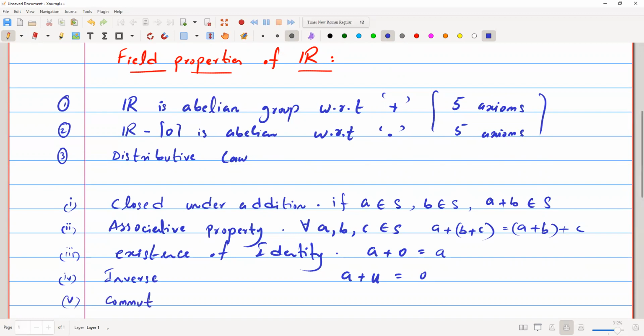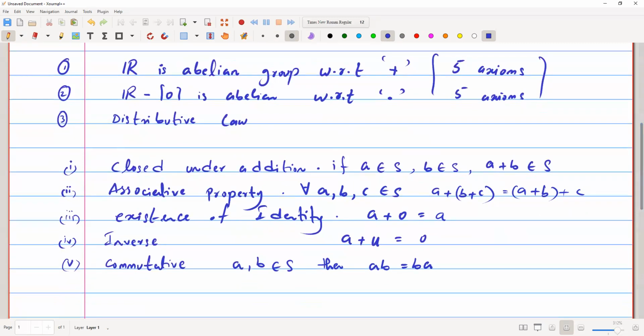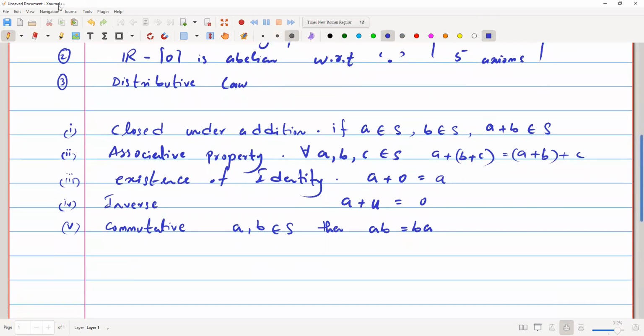If the structure is commutative, it means that if A and B belong to the set, then A plus B equals B plus A. This is called commutativity. In the case of matrices, we can observe that the matrix product AB is not equal to BA, so we can say that matrices are not commutative. So these are the 5 properties.